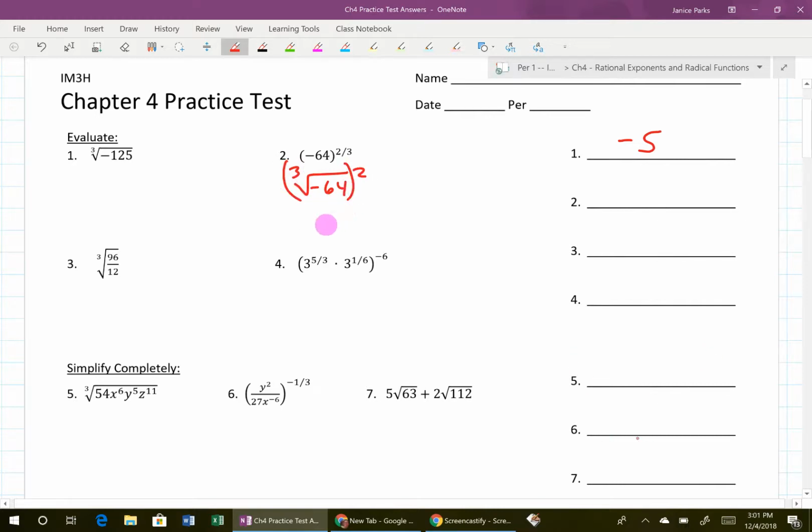So the cube root of negative 64 is negative 4, and you're going to square that, so you're going to get positive 16. For number 3, you're going to reduce 12 into 96 first. That will give you the cube root of 8, which is 2. If you'd rather go into primes and reduce that, that'll work as well.